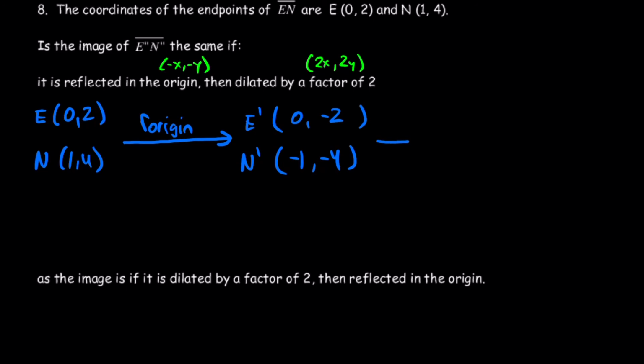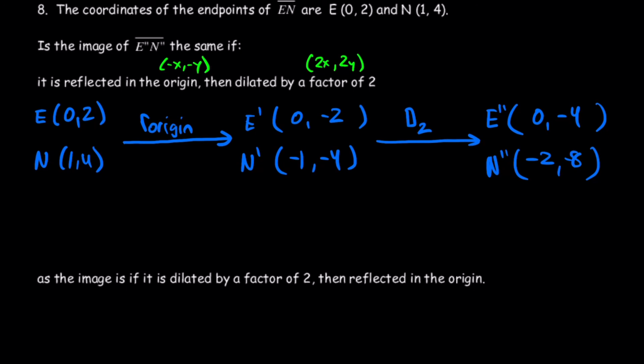Okay, so let's draw another arrow. And above that, I'll write dilation scale factor 2. And I'll get my end result. E double prime, N double prime. And just multiply everything by 2. Okay, so that's 0, -4, and -2, -8. Now I'm done with that step.